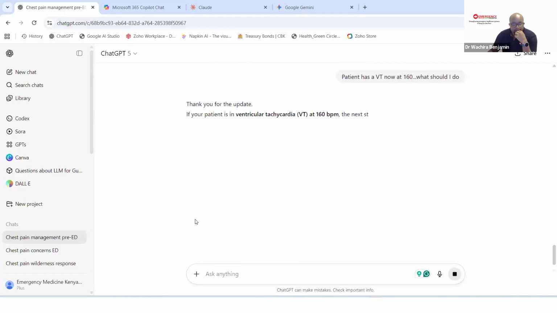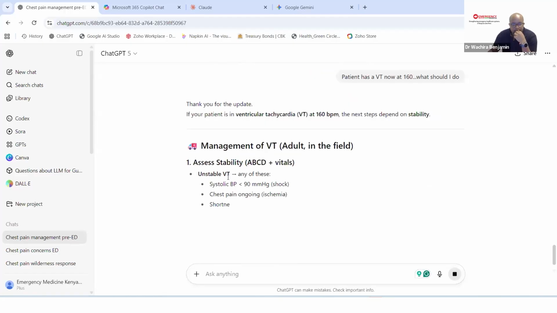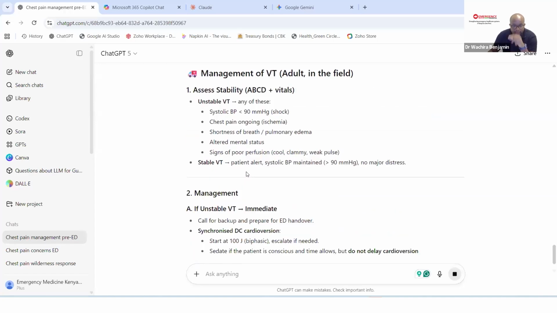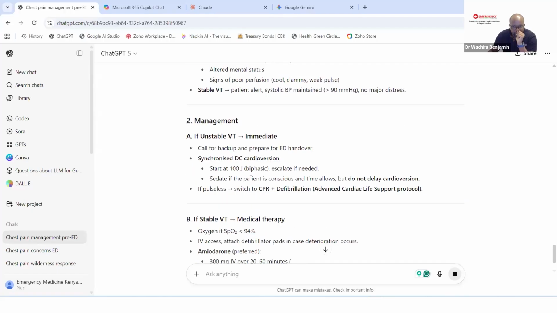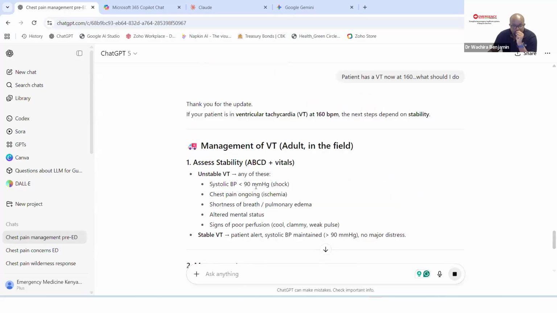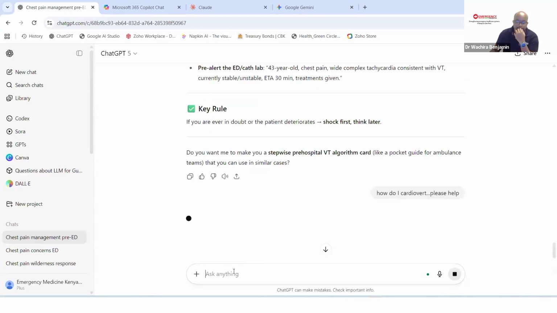All right. So he's unstable. Oh, I need to check stability. All right, it says stability. Okay. Call for backup, cardioversion. Okay. So my patient is unstable. His BP is low. How do I cardiovert? Please help.